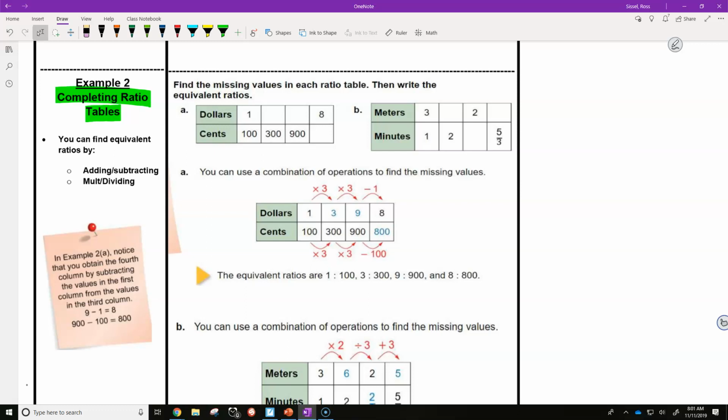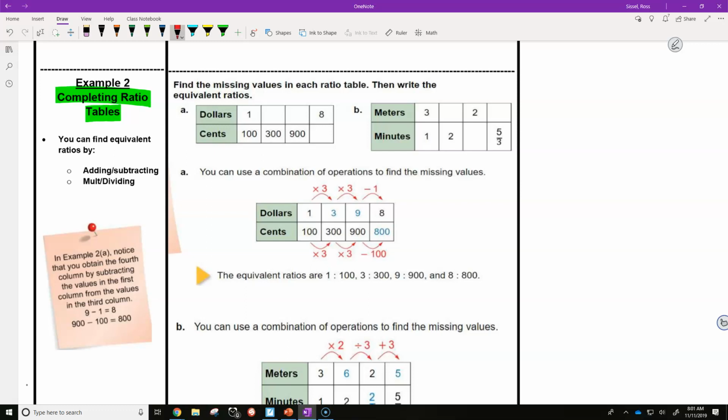We could use multiplication. Could add. Maybe multiply and divide. I'd probably use number sense. Guys, it says $1 equals 100 cents. Well, how many cents are in a dollar? 100. So we should be able to roll through this pretty quick without doing much.